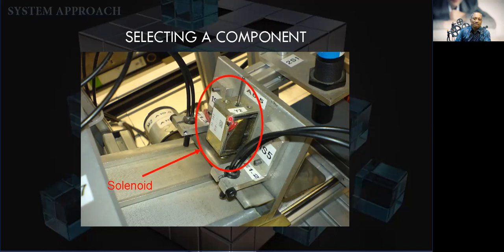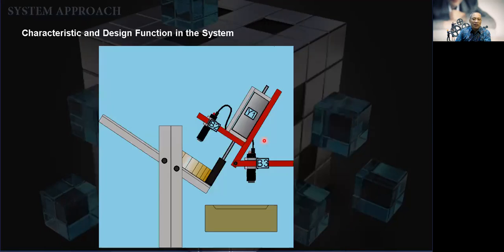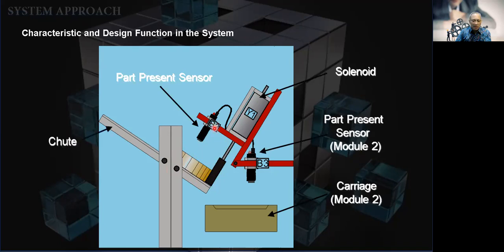Solenoid here. So what does the component do in this module? Again, we ask the same question. How does it work? What does it do? What does it contribute to this module? Let's see the characteristics of the design or function in the system of this solenoid. This is the Y1 solenoid. You can see here there is this extended part of the solenoid that stops this gear component, and this is the sensor. Let me just open all this explanation.